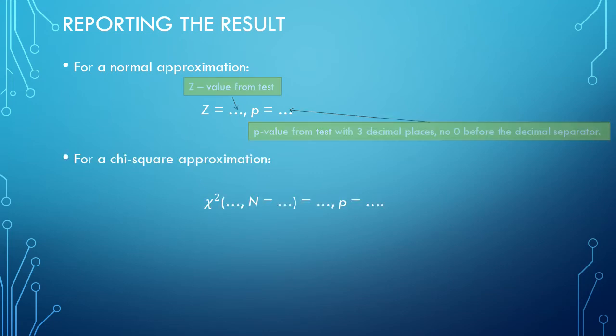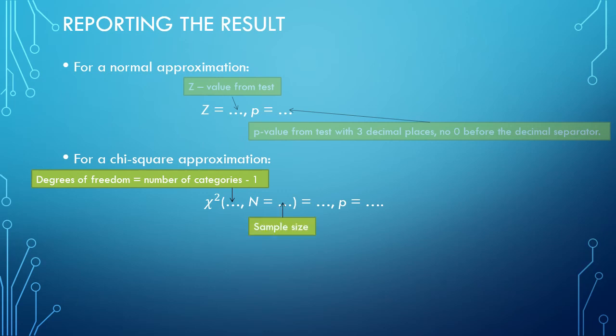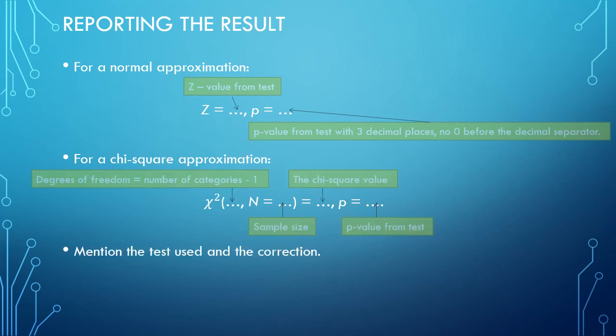For a chi-square test, it's a little bit more. You need to fill out the degrees of freedom, which is 1, because we only have 2 categories. Then there is the sample size, and then you fill out the chi-square value itself. That's usually also calculated by the software program that you're using, and again the p-value. It's also good to mention the test that you've used and any corrections.